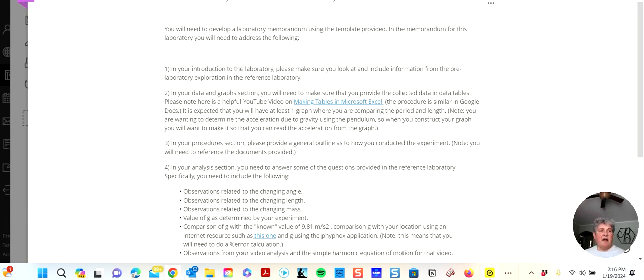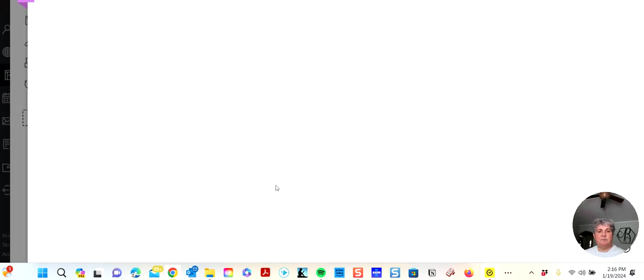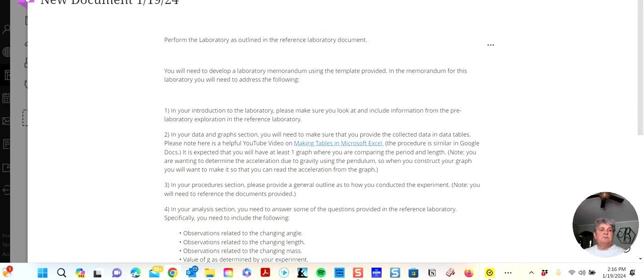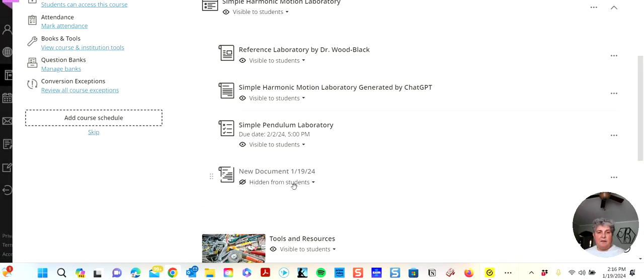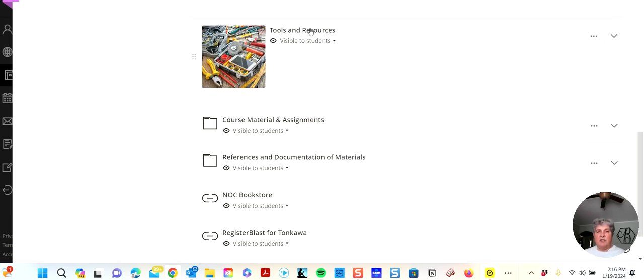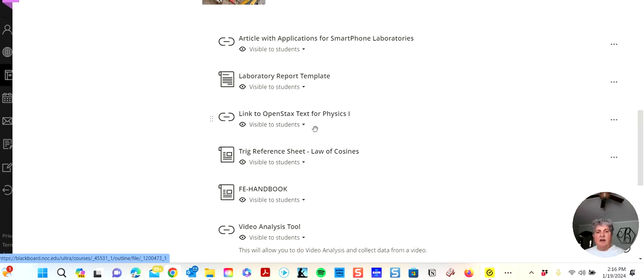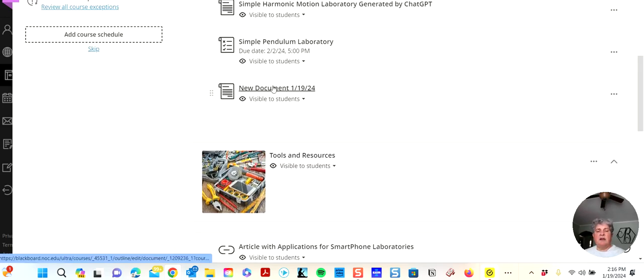And just as a reminder to everyone, your templates, and I'm going to make sure this is visible. Your templates you can find in the tools and resources portion. So you have that, and there is the laboratory memo template, and that's the template that you'll be using for this laboratory.